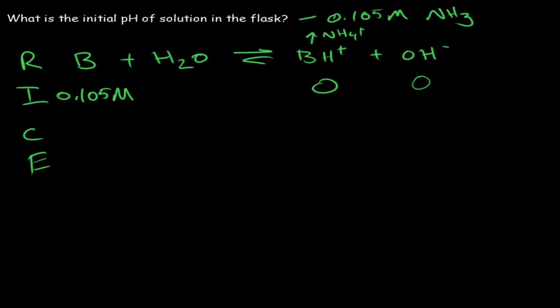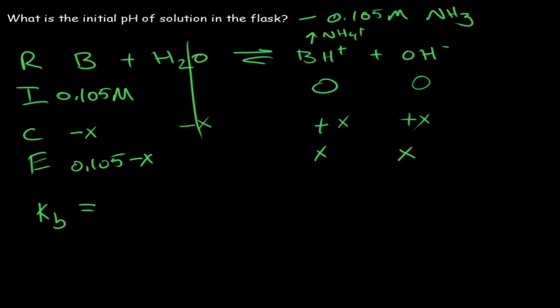So what's going to happen in our change? Well, we're going to lose a little bit of our base because it's going to react with the water, and hence we'll lose a little bit of the water, and we would gain it on the other side. So our final equilibrium values would be 0.105 minus X, X for BH+, and X for OH-. And we don't really have to consider water because it won't be in our equilibrium expression. So moving on, our equilibrium expression for our base is Kb, and that will be equal to BH+ times OH- all over our base.